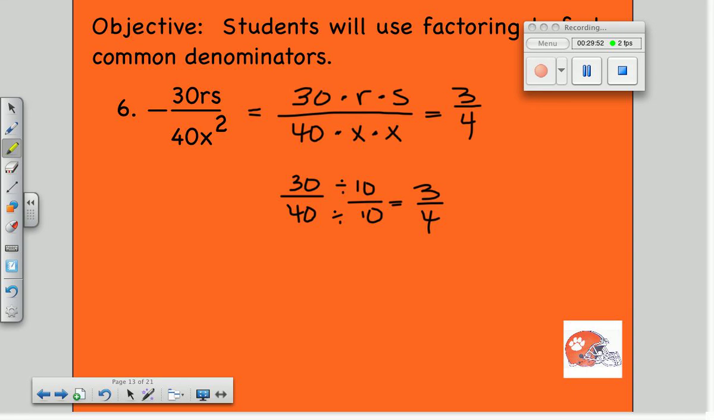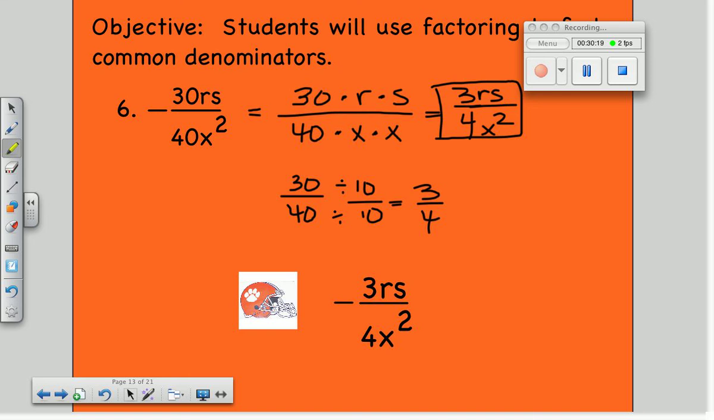Do I have anything else in common here? The r, there are no r's on the bottom. The s, there are no s's on the bottom. The x is on the bottom, there are no x's on top, so I can't cross anything else off. So the r and the s have to stay, and the two x's also have to stay. So the only thing I can reduce here are the numbers, not any of the variables. So my final answer is 3 times r times s and 4 times x squared. Negative. Sorry, I forgot my negative sign there. That's very important. Okay.